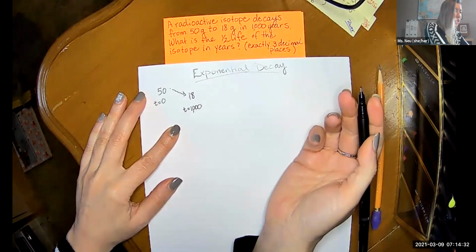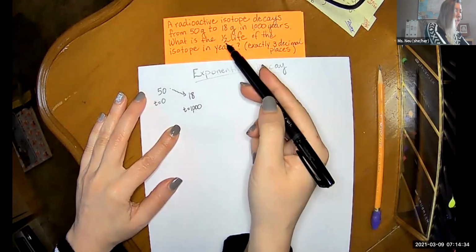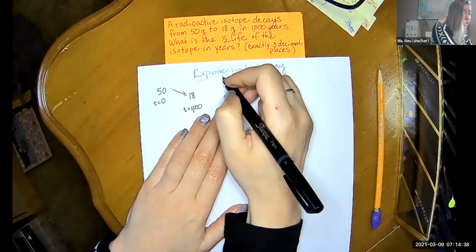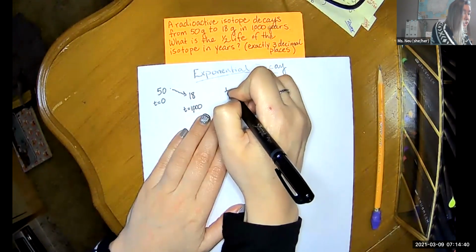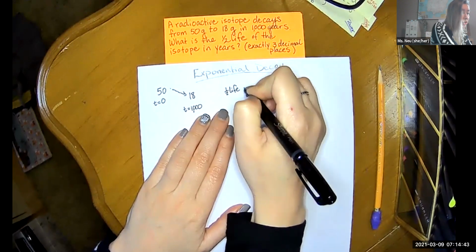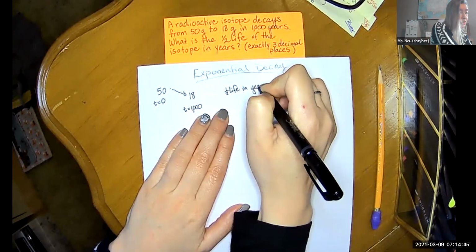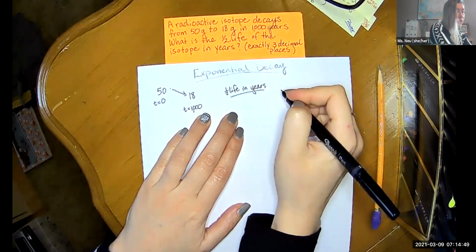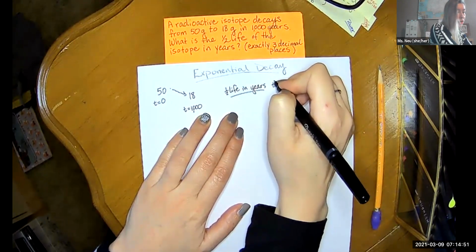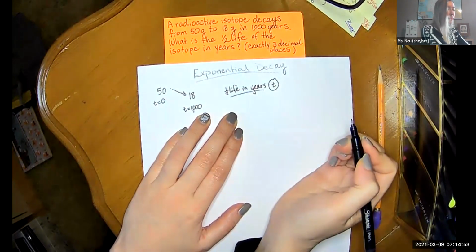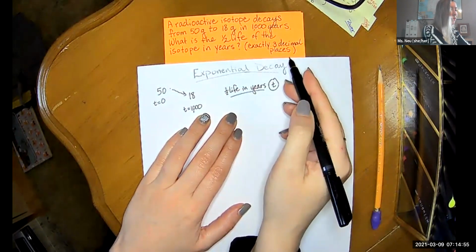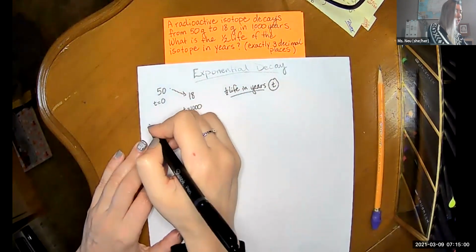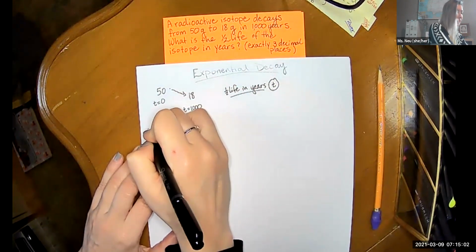And the question wants to know, what is the half-life in years? So we're looking for years, and we want to know the half-life. That is what we're trying to find. Really important: we're going to be looking for a t, for a time. You can't forget to round to 3 decimal places. Okay, so step 1 is going to be find your equation.